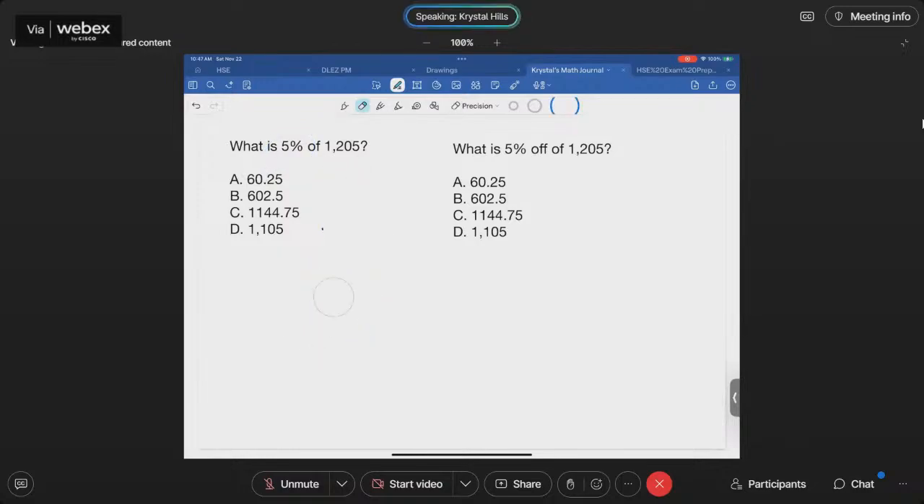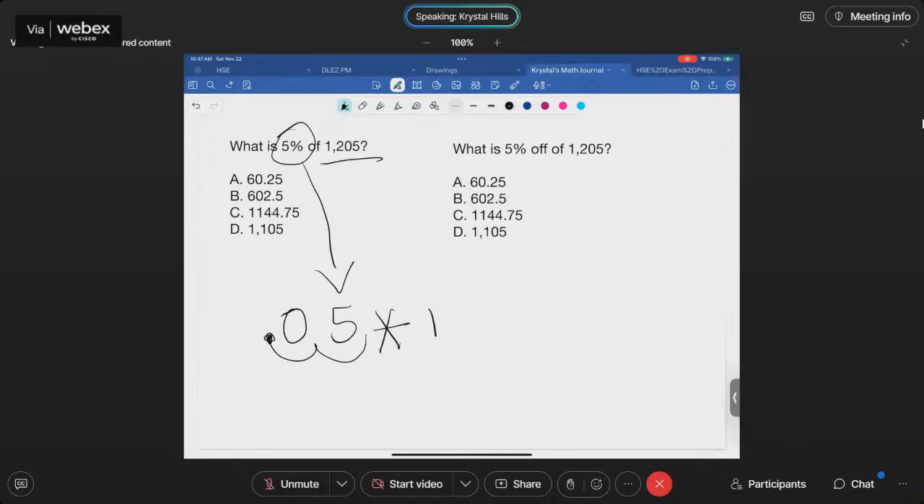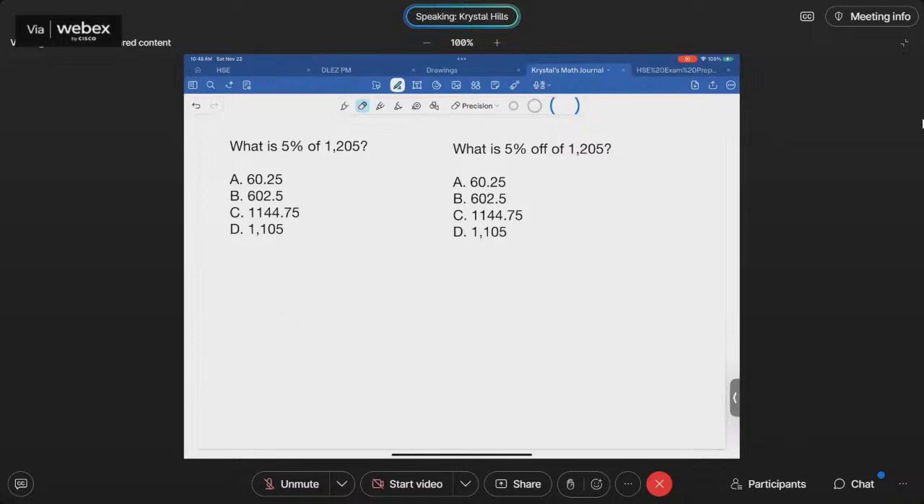Once again, when you're looking for the percent of a number, you take your percent, change it to a decimal, 0.05. Then multiply your decimal by the number they give you. And that is your percent of a number. When they ask you for the percent off of a number, you have 2 steps you have to do. Well, more than 2 steps, but 2 steps really. Change your percent to a decimal.